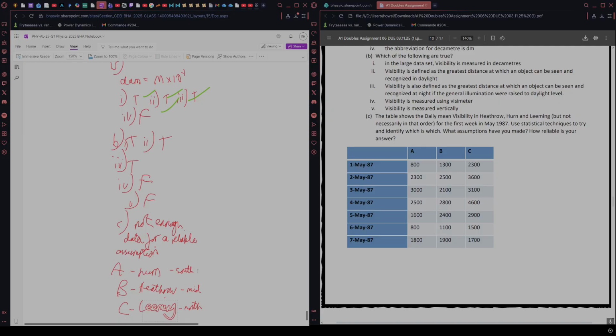So we know that visibility is lower in the south. So that means that Herne is A, because it's the lowest average. Heathrow is the middle, because it's in the middle, and then the highest visibility is in Leeming, which is going to be in the north.